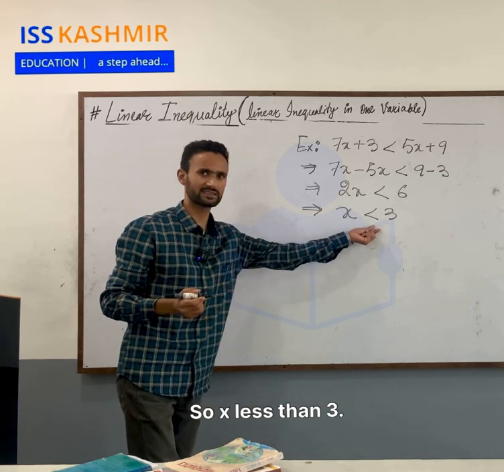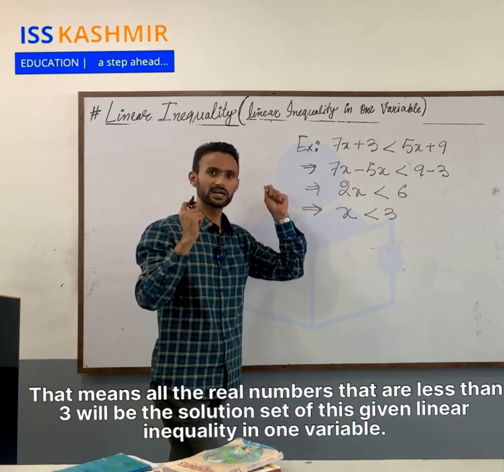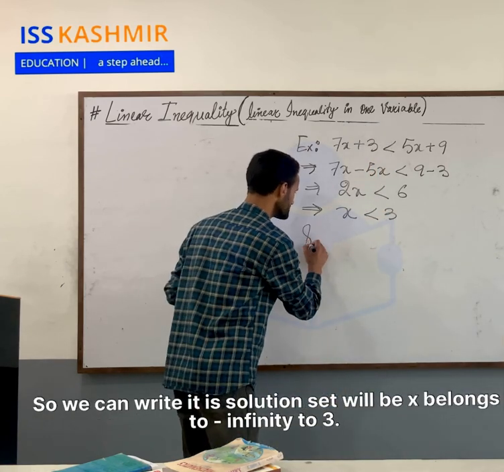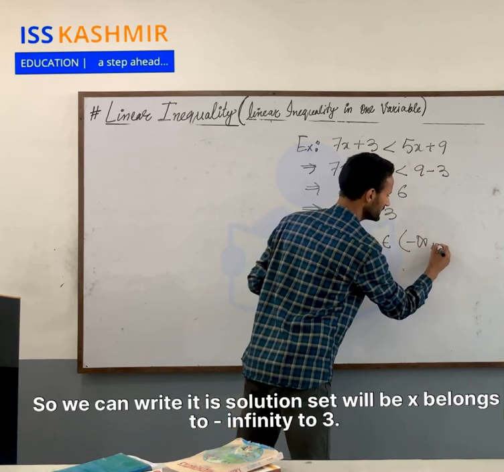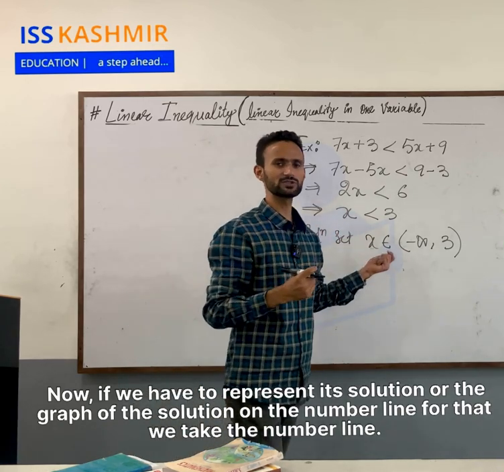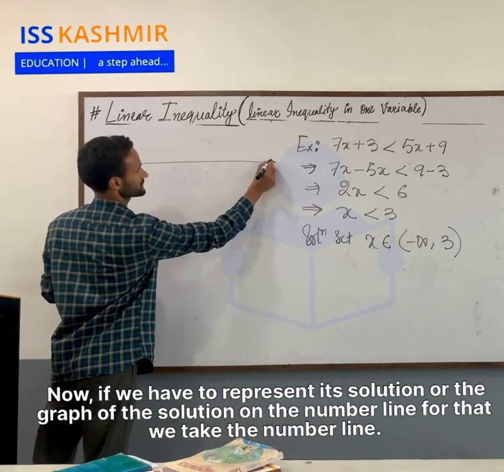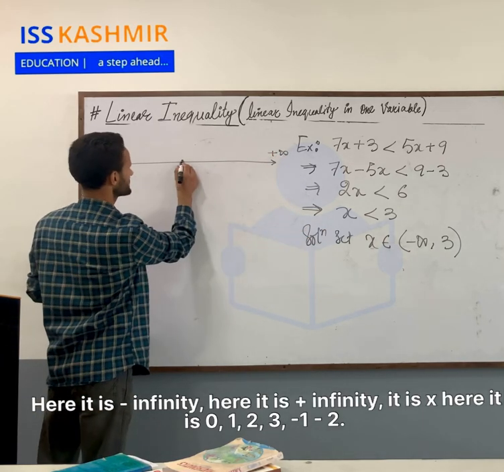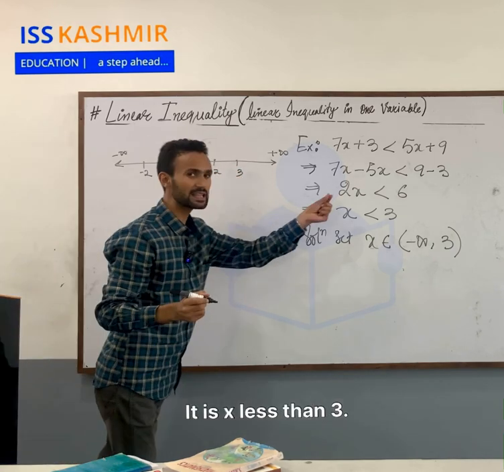So, x less than 3, that means all the real numbers that are less than 3 will be the solution set of this given linear inequality in one variable. So, we can write its solution set will be x belongs to minus infinity to 3. Now, if we have to represent its solution or the graph of the solution on the number line, for that we take the number line. Here it is minus infinity, here it is plus infinity, it is x, here it is 0, 1, 2, 3, minus 1, minus 2. It is x less than 3.